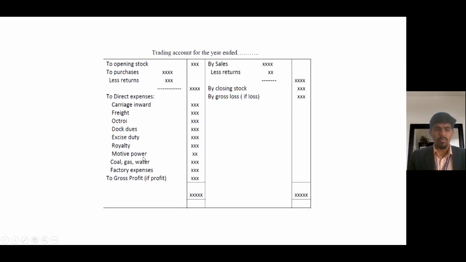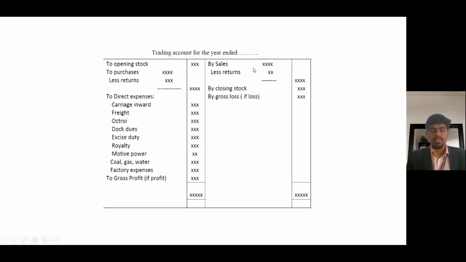Next is motive power. If any kind of power, sources or energy is required, motive power will be added. Next, any kind of fuel we use, such as coal, gas or water for manufacturing purposes, will be added here. Next is factory expenses. If any factory expenses are involved, they will be added on the debit side of the trading account. Next comes the credit side of the trading account.